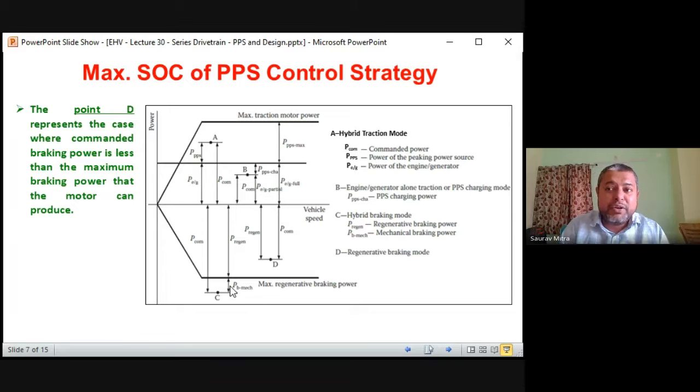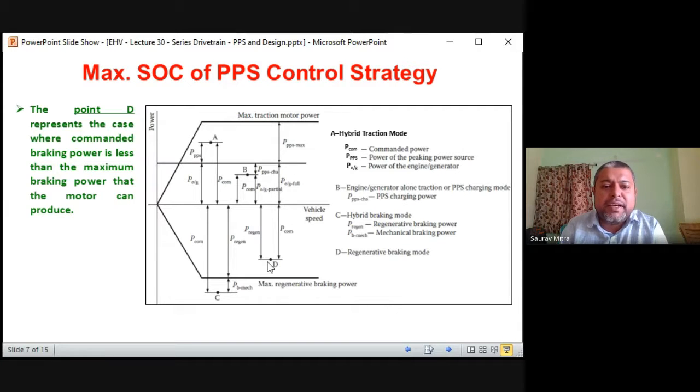So while driving also, it is hybrid. It is driven by E and G, that is engine and generator. And while braking also, it is hybrid. There are two kinds of braking. One is electrical braking, which is called P regen, regenerative braking. The other is called PB mech, that is mechanical braking.